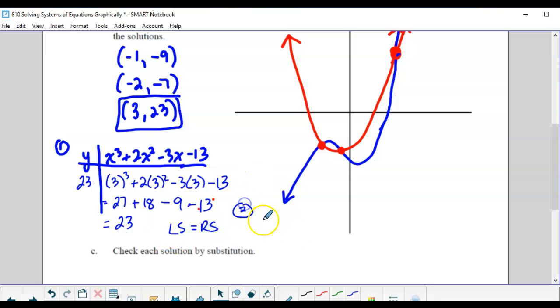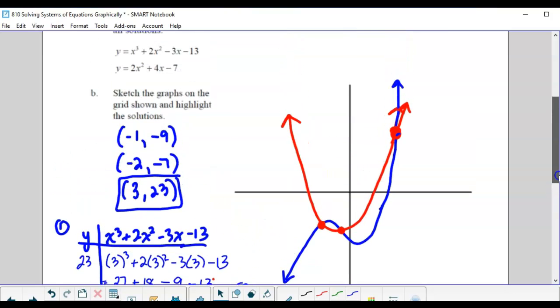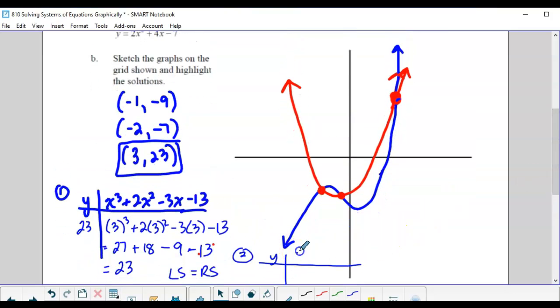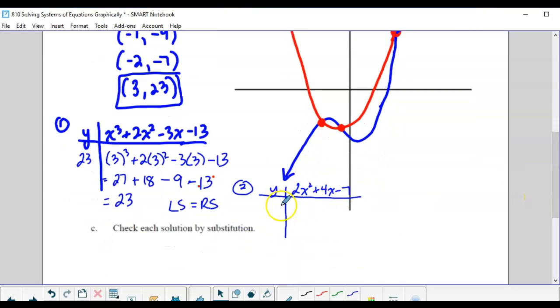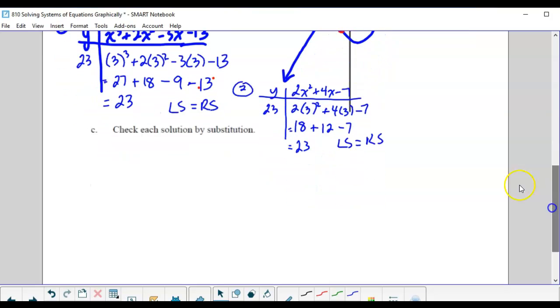And then for the second equation, that's y equals, what was it again? 2x squared plus 4x minus 7. Okay, so y value is 23. 2 times 3 squared plus 4 times 3 minus 7. So that's 9 times 2 is 18 plus 12 minus 7. 30 minus 7, and that's 23. So left side equals right side. You can go through the other 2 points and make sure that they satisfy as well.